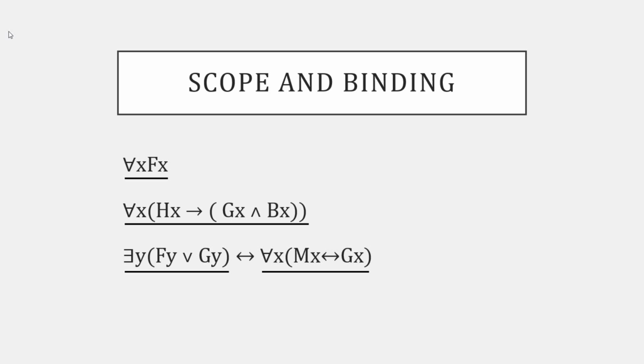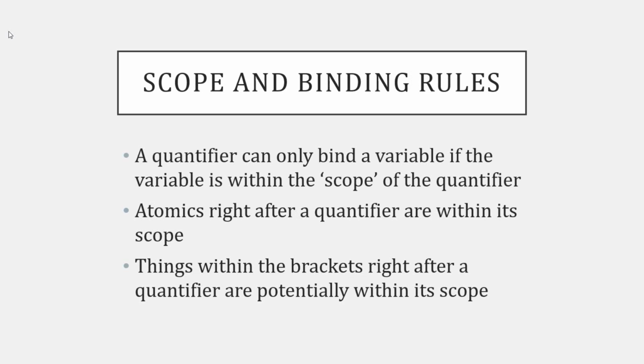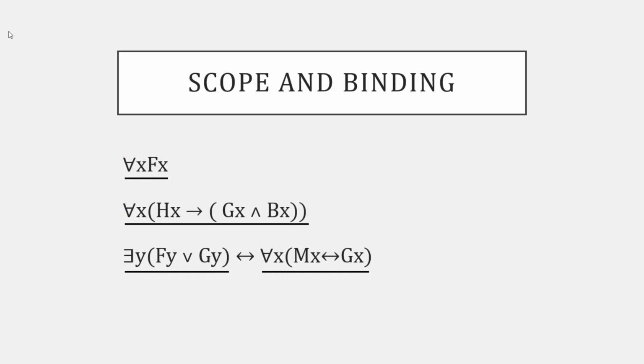Okay? So far, all we're saying is the scope of the quantifier is defined by either just an atomic that comes right after it, in which case it doesn't need brackets, or just whatever's inside the brackets right after the quantifier. So it's kind of easy to determine what the scope of a quantifier is because it's just whatever's in the brackets. Yeah? Okay.